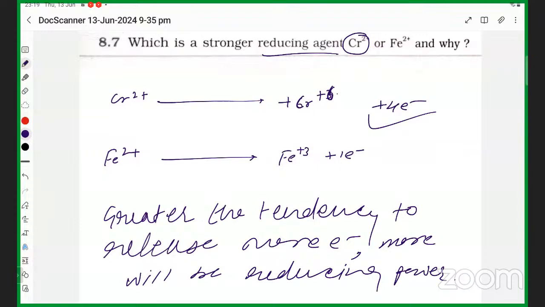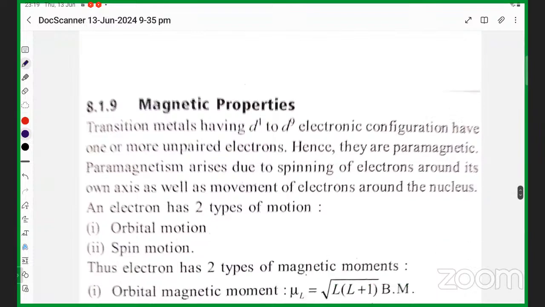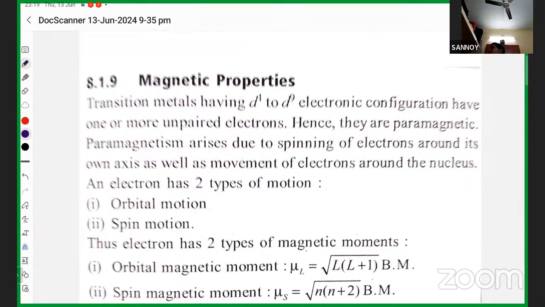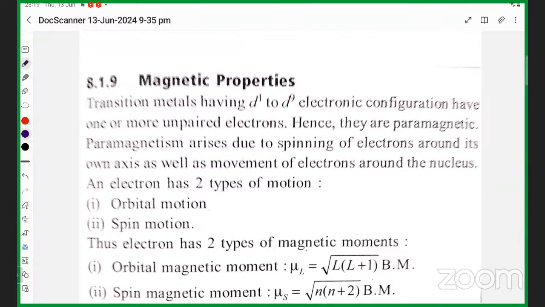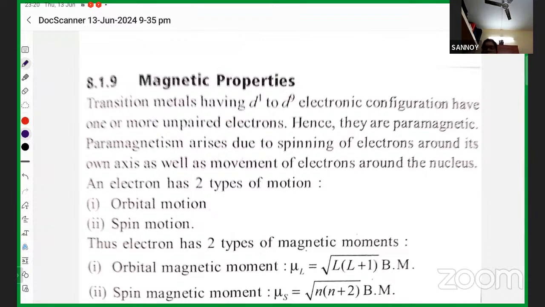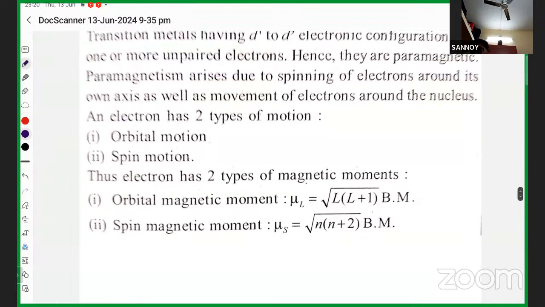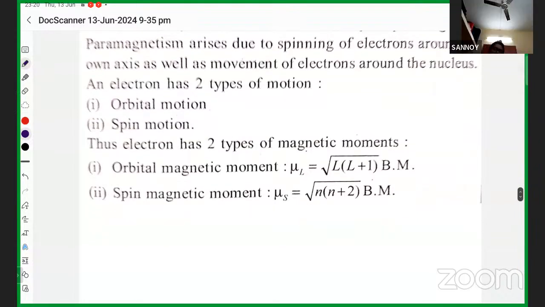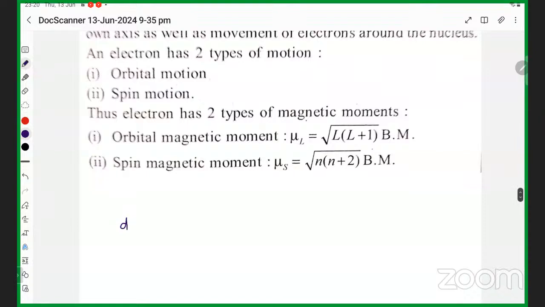Okay, next. We are moving now to magnetic properties. What are magnetic properties? Sir, except for zinc, in our d block transition series we have 1 to 9 unpaired electrons, because zinc is not considered as it has all paired electrons. Others have at least one or more unpaired electrons, which causes paramagnetism. In case of zinc, we have diamagnetism.